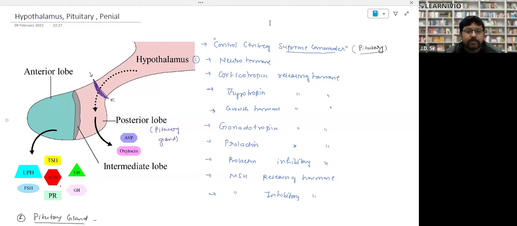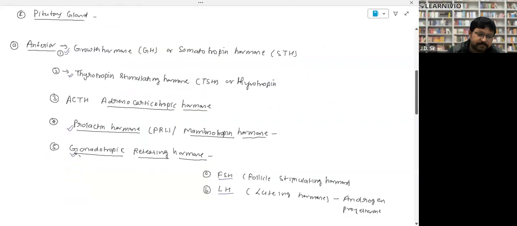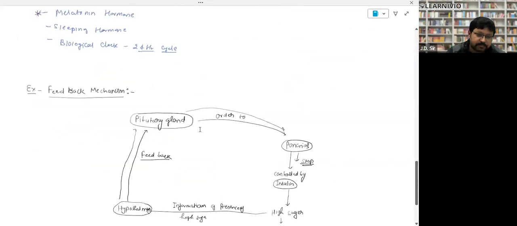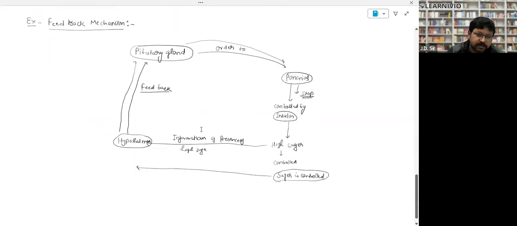If the sugar amount is more in the blood, we will be diabetic, or our body will behave like a diabetic person. So we need to control it; the body needs to control our sugar. How is sugar controlled? Let me give you an example. This is called the feedback mechanism, and the pituitary gland works on the feedback mechanism.